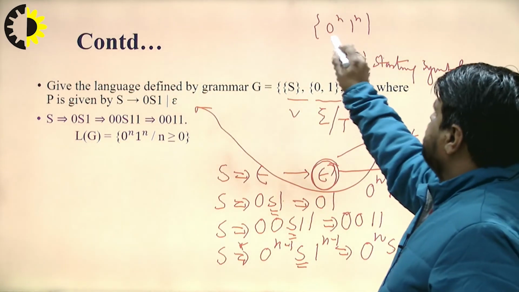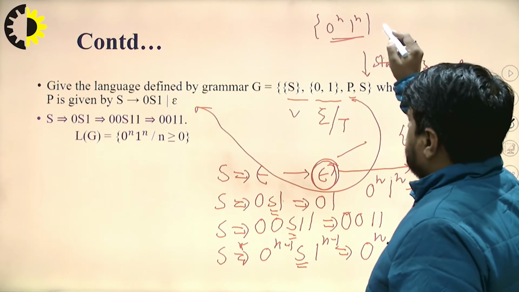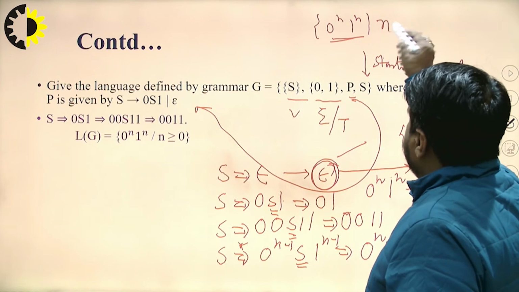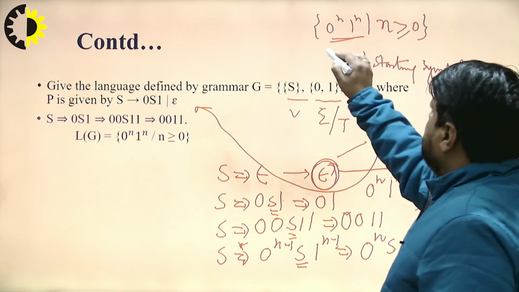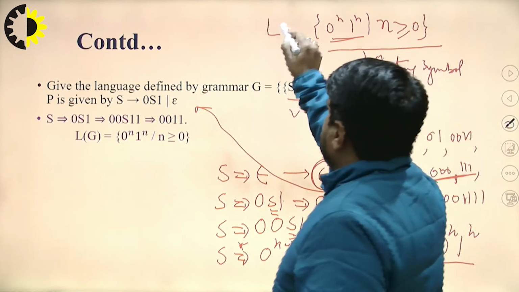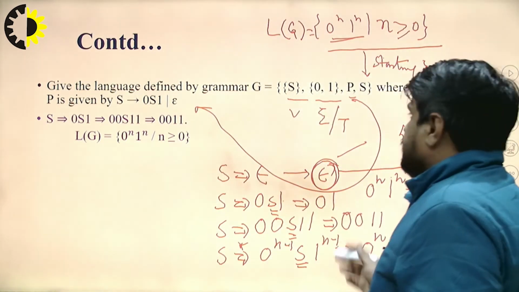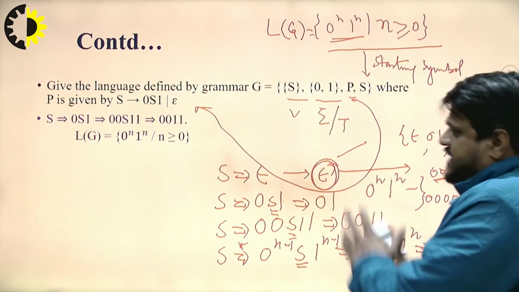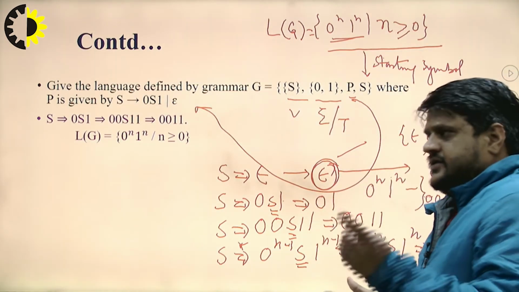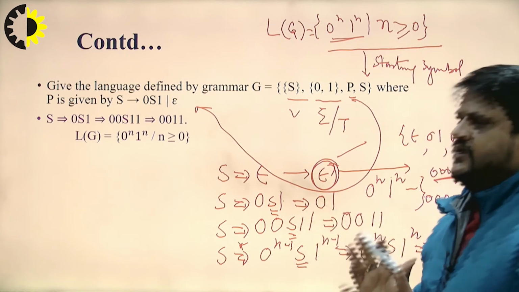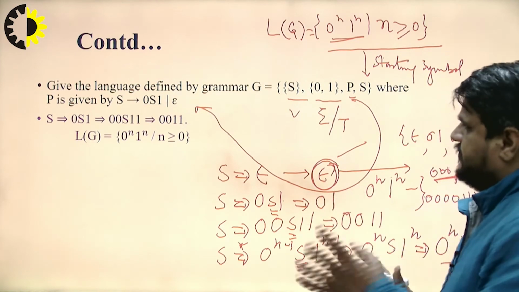So how can you achieve the epsilon from here? By putting the value of n equal to 0, right? So n here is always greater than or equal to 0. So this is the language generated by the particular grammar. I can summarize this method: you try to find the strings of terminals from the starting symbol of the grammar, and the collection of all those strings is called the language generated by the particular grammar.